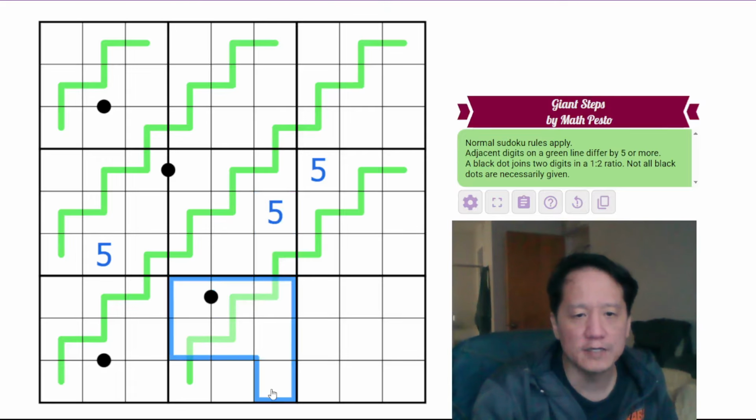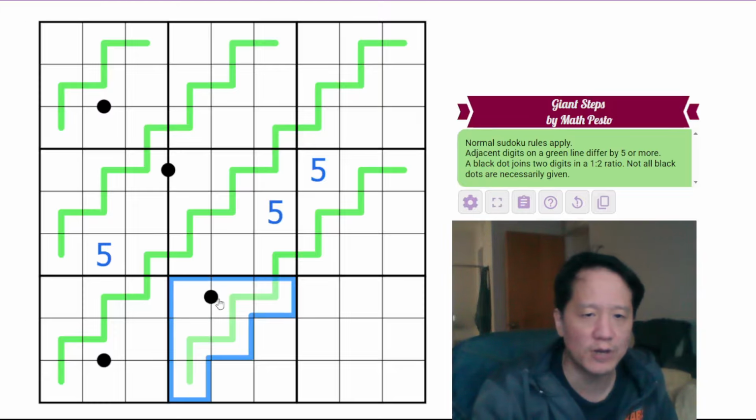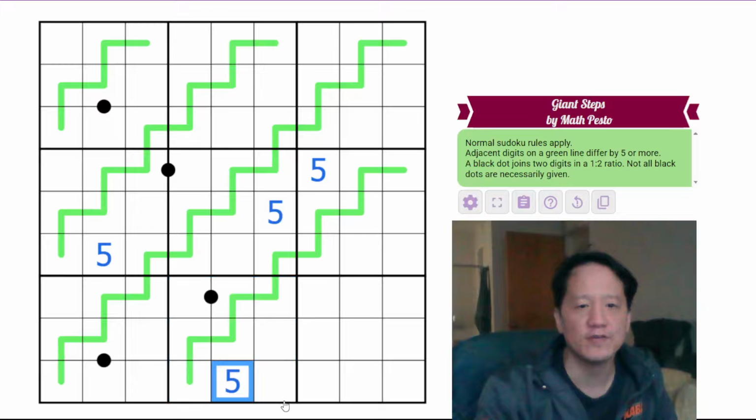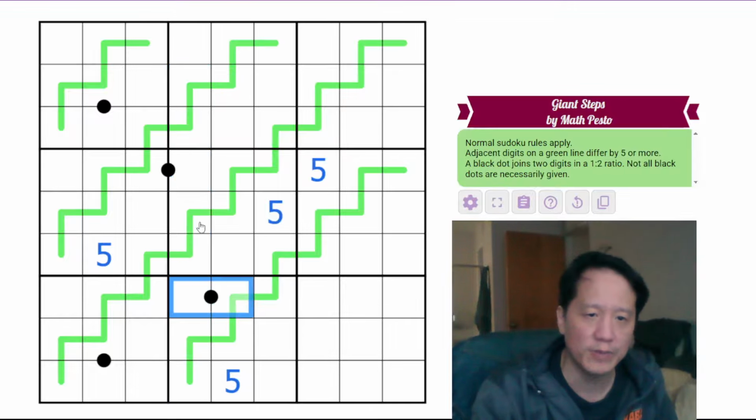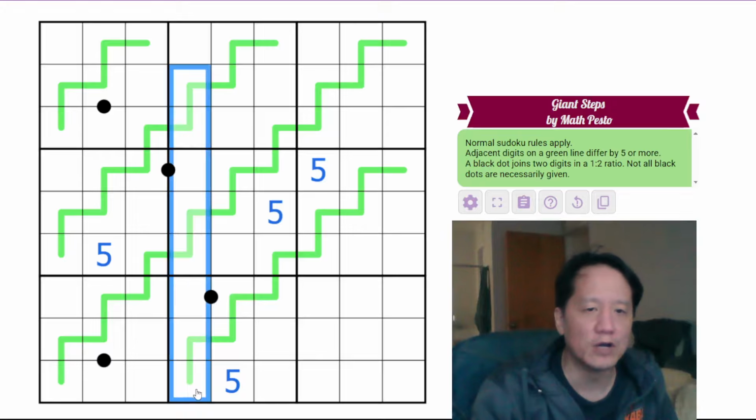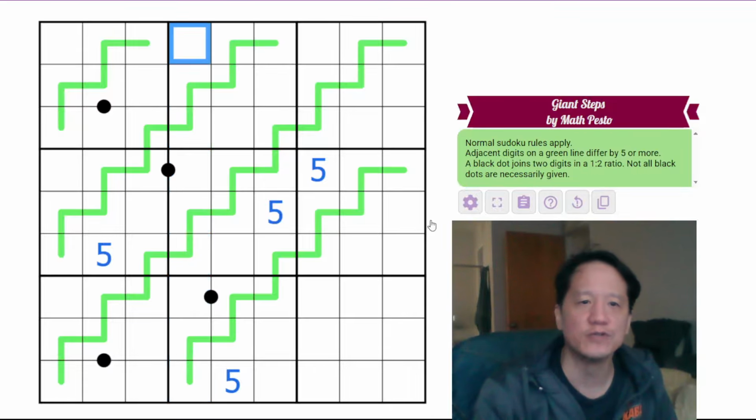In box 8, we have a similar thing. We have a lot of digits on the whisper 5 line, one next to a black Kropke dot, and these can't be 5 because of the 5 in the column, so this must be 5 here. That means in column 4, we also had digits which were next to a black Kropke dot or on a whisper 5 line, so therefore this must be a 5.